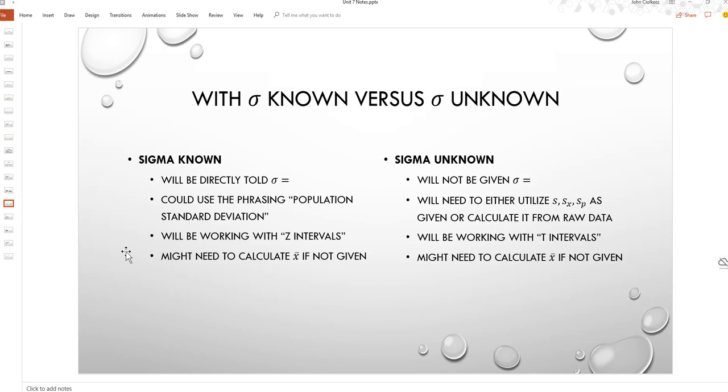Let's get into our means here. We have with sigma known versus sigma unknown. So sigma known, that's our z, right? This is our z work here. My bad, this says intervals. This should say tests.